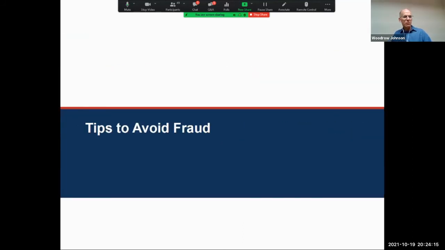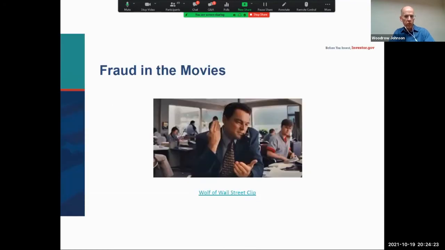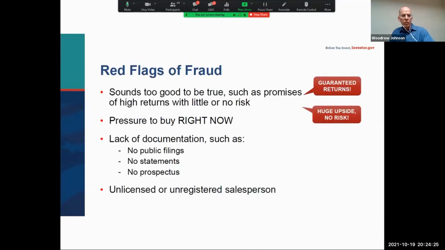A couple quick tips to avoid fraud. Fraud's a big thing for the SEC because every year, every day, someone out there wants to steal your money. So what are they going to do? Things to look out for, red flags of fraud. When someone says, guaranteed, this is a low risk, no risk investment, I will double your money in 2 months. I will double your money in 1 year. Invest with me and you will get 50% guaranteed in 1 year.